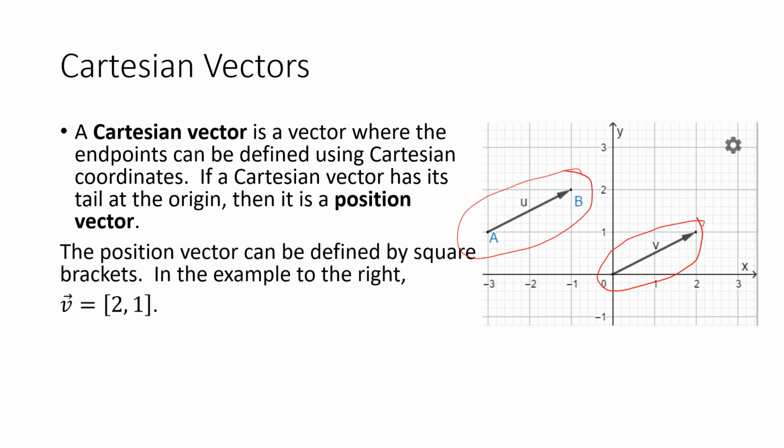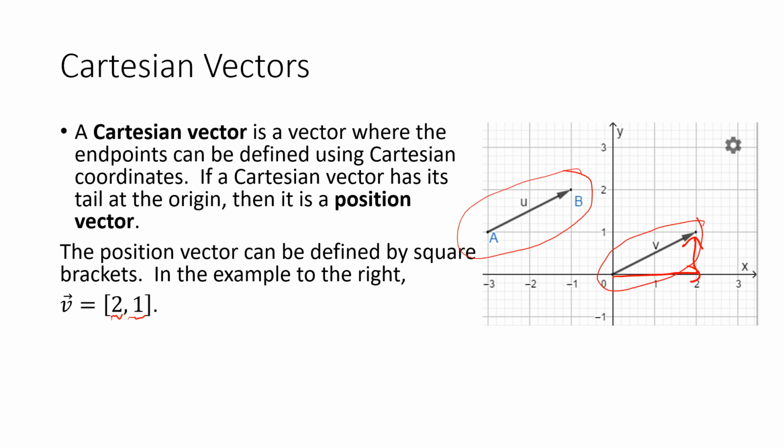Now, the position vector can be defined by square brackets. So what we have is, we basically have vector v is [2, 1]. 2 here just represents the change in the x-axis, right? It's going 2 units to the left, and the 1 here is the change in the y-axis, and goes 1 unit up. Now, what do you notice about vector u?